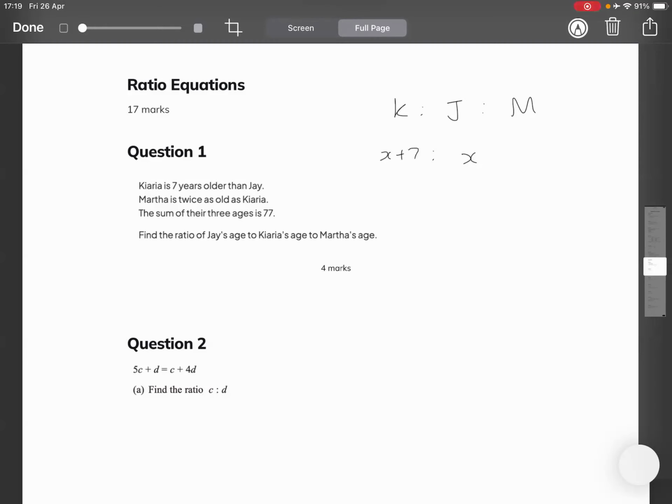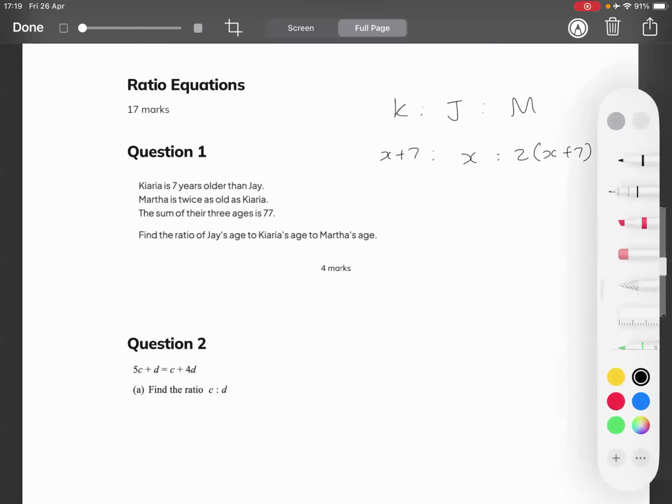And then Martha is twice as old as that. Twice as old as X plus 7. So what's twice as old? 2X plus 14. So now you do 2 times the bracket X plus 7, or just times the whole thing by 2. So we get 2X plus 14. Does that make sense?